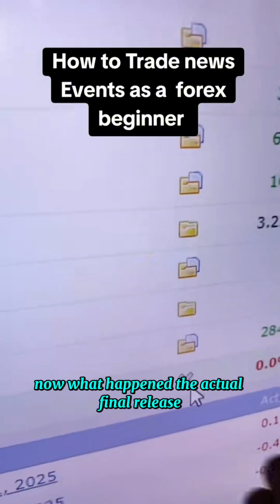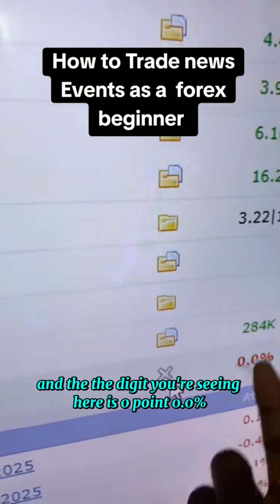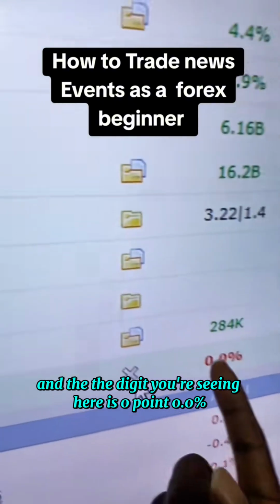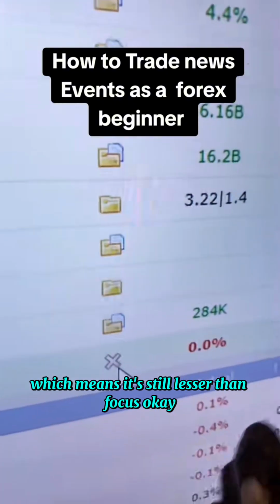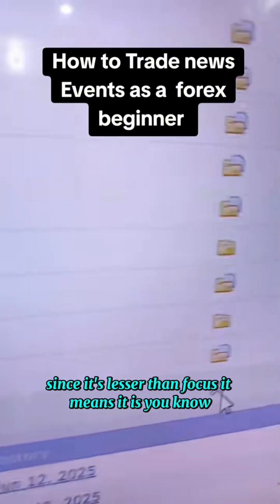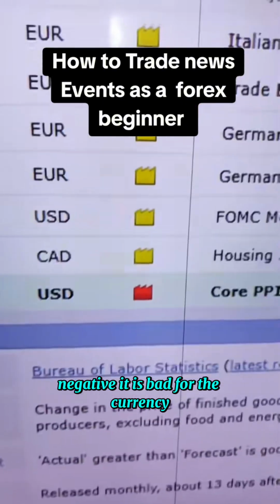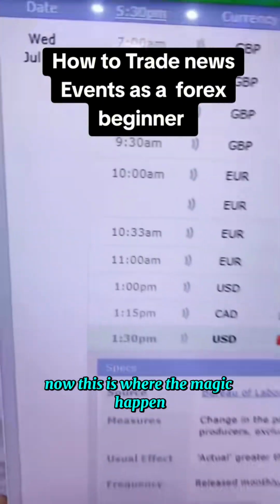Now what happened? The actual finally got released, and the figure you are seeing here is 0.0%, which means it's lesser than forecast. Since it's lesser than forecast, it is negative. It is bad for the currency. Now this is where the magic happened.